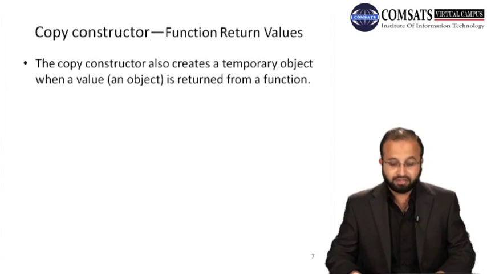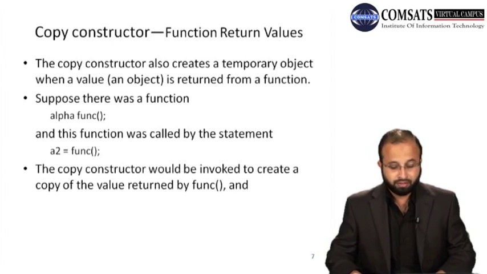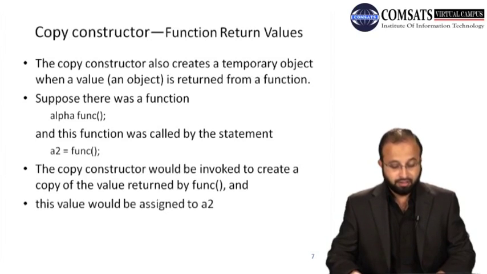The copy constructor also creates a temporary object when a value, that is an object, is returned from a function. Suppose there was a function named func, and it returned an object of class alpha, and this function was called by the statement a2 = func(), where a2 is an object of the alpha class. The copy constructor would be invoked to create the copy of the value returned by func, and this value would be assigned to a2. So that value will be assigned to a2. In this case again the copy constructor will be called.